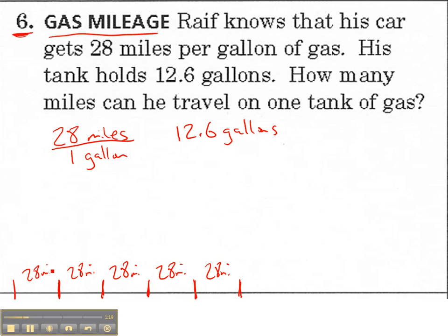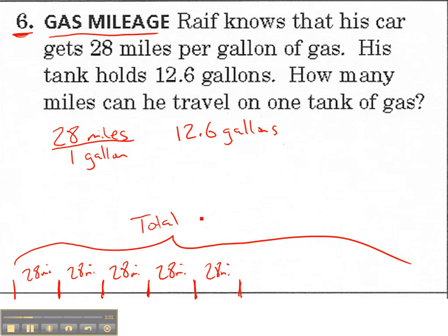And you remember that repeated addition, 28 plus 28 plus 28, 12.6 times would be the same as multiplication. So we can find the total distance that his car would travel in miles by multiplying 28 times 12.6 gallons. So here's our multiplication. You can see that these units will cancel and we'll get miles.